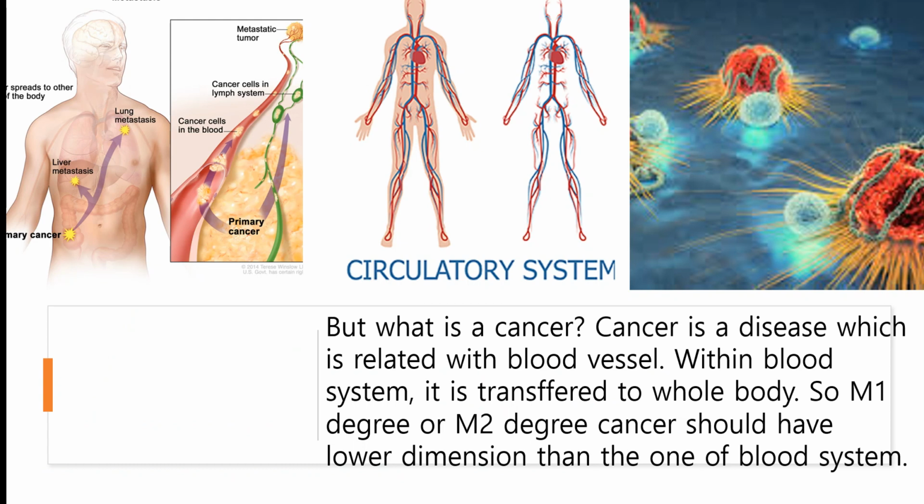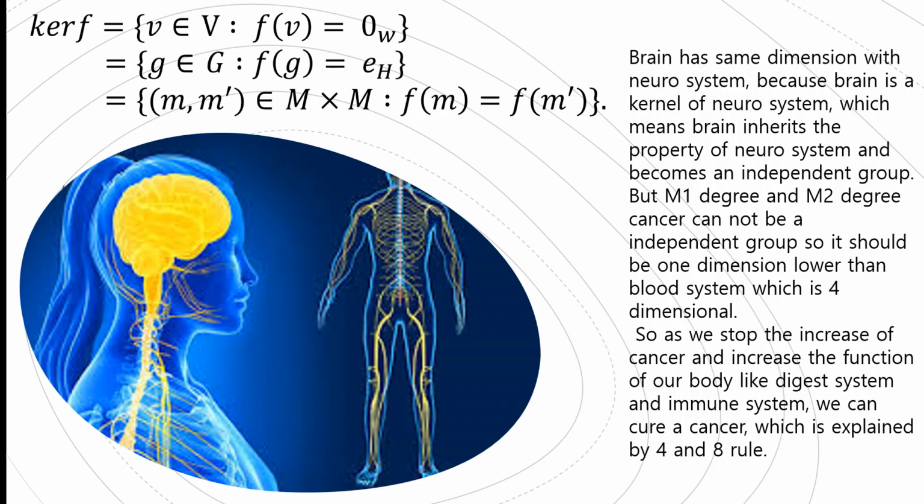So what is cancer? Cancer is a disease which is related with blood vessels. Within the blood system, it is transferred to the whole body. So M1 degree or M2 degree cancer should have a lower dimension than the one of the blood system.